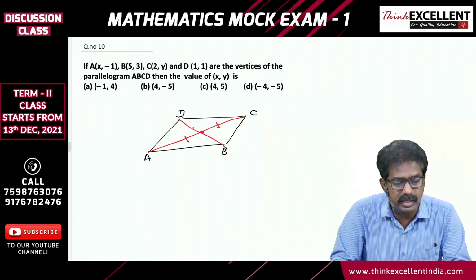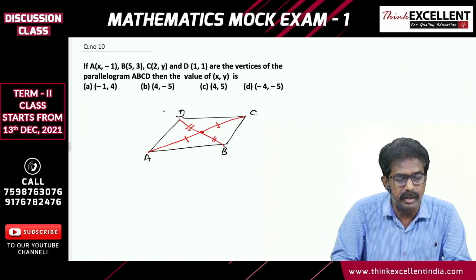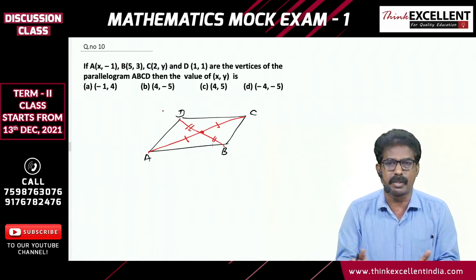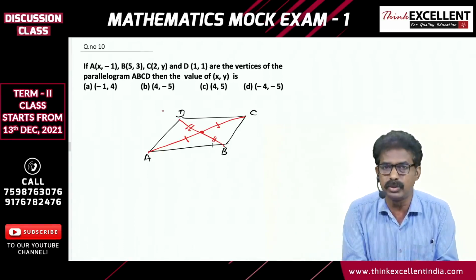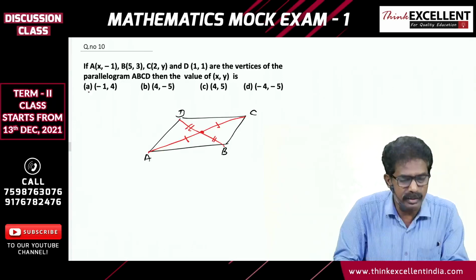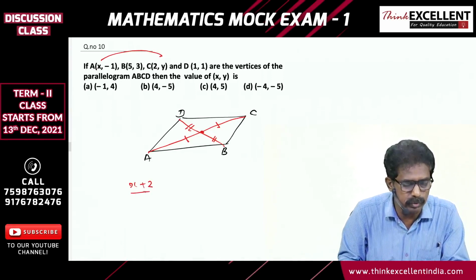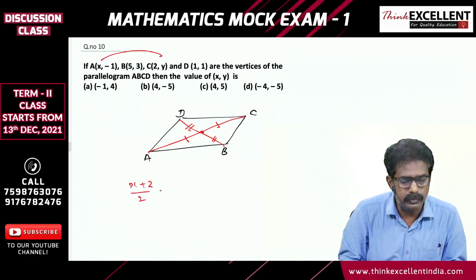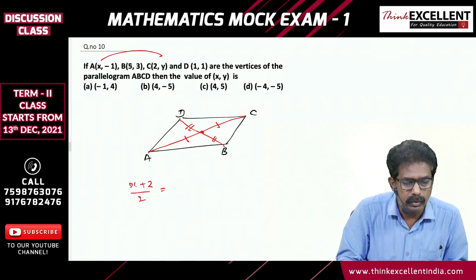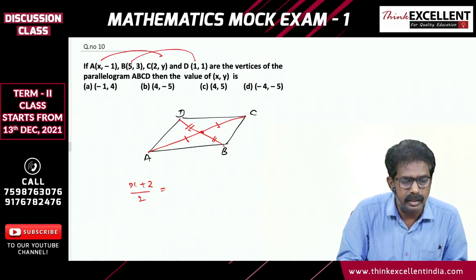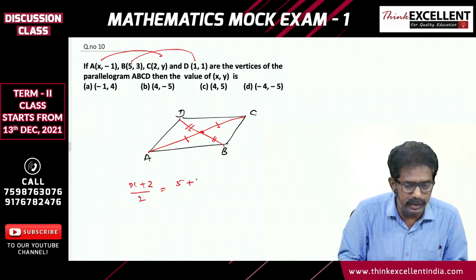Midpoint of AC equal to midpoint of BD. Midpoint, you know the formula. What's the formula for midpoint? X1 plus X2 by 2, Y1 plus Y2 by 2, right? So midpoint of AC, the X coordinate is X plus 2 by 2, equal to the X coordinate here, BD. What is the X coordinate here? 5 plus 1 by 2.